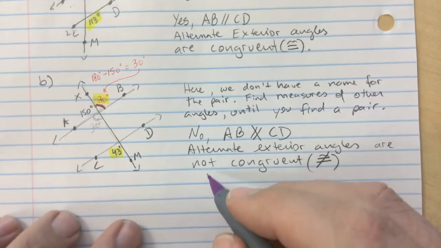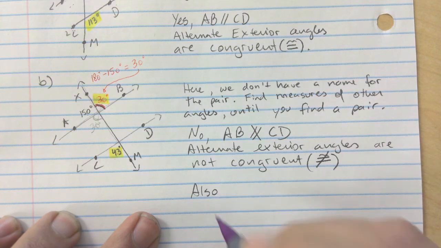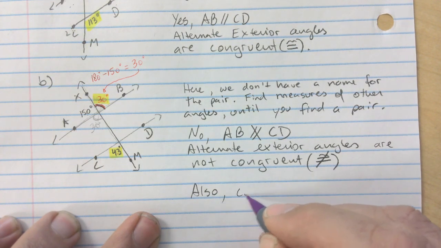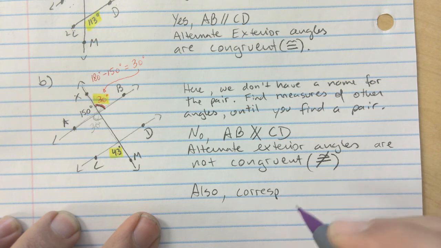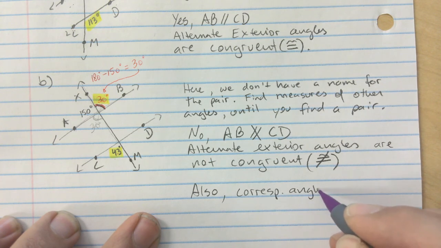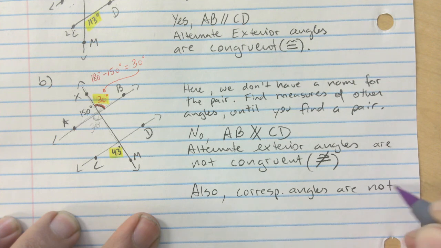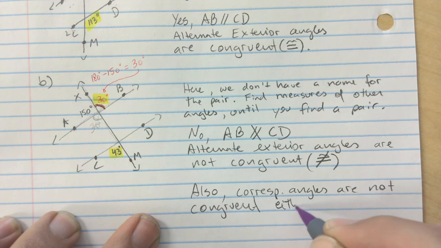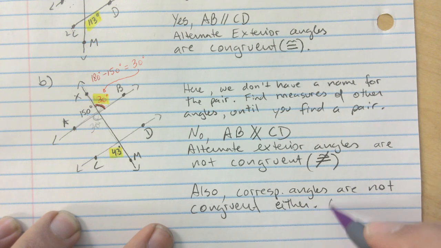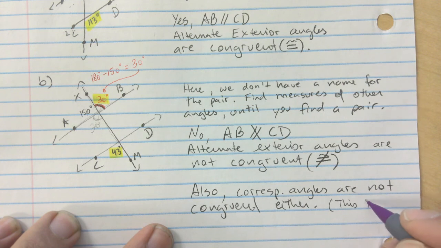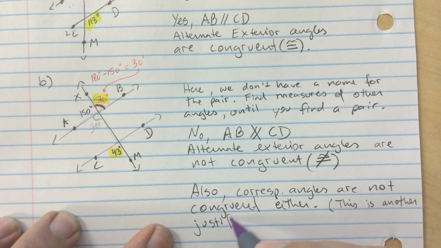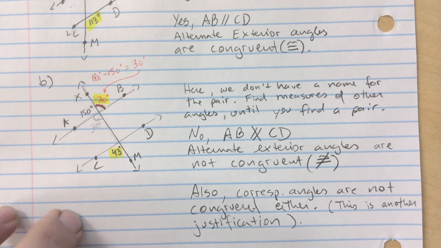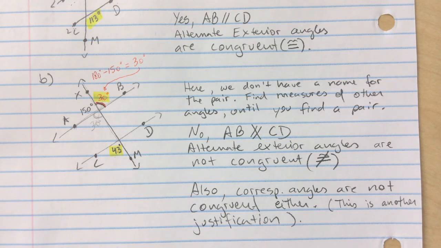So I will say here, also corresponding angles are not congruent either. Okay, this is another justification. You only need one. Okay, you only need one. And there are more, by the way.